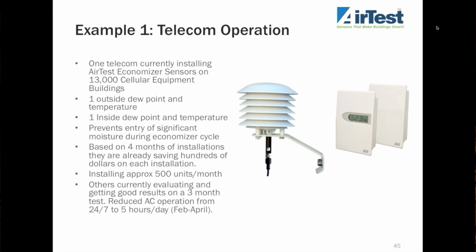Now, just to talk about a couple of examples of that, we've been working with one large telecom that has installed our sensors in about 13,000 of their cellular equipment buildings. They have one outside dew point temperature sensor, and one inside. And basically what they do is they only do free cooling with these sensors when the dew point is below the target level. And based on 4 months of installation, they're already saving hundreds of dollars on every installation.